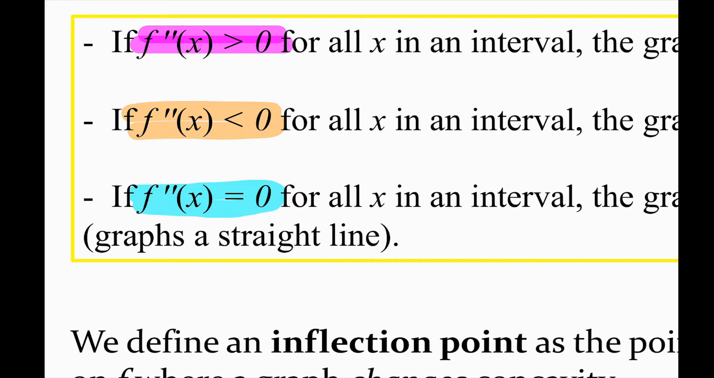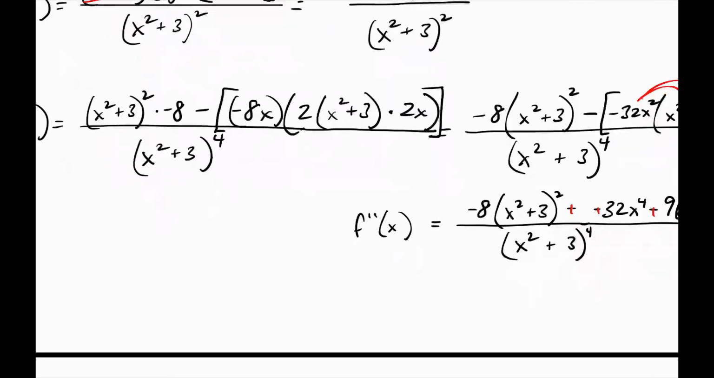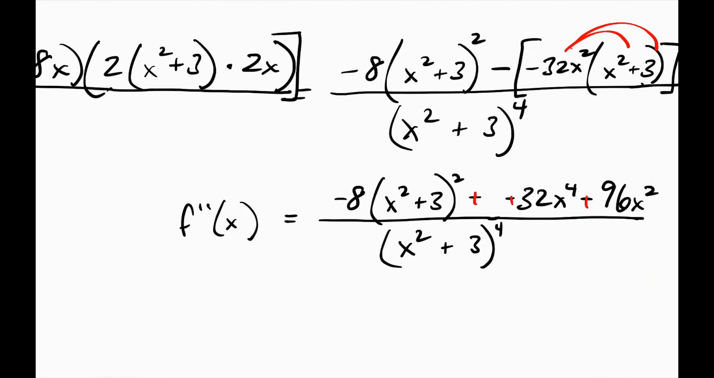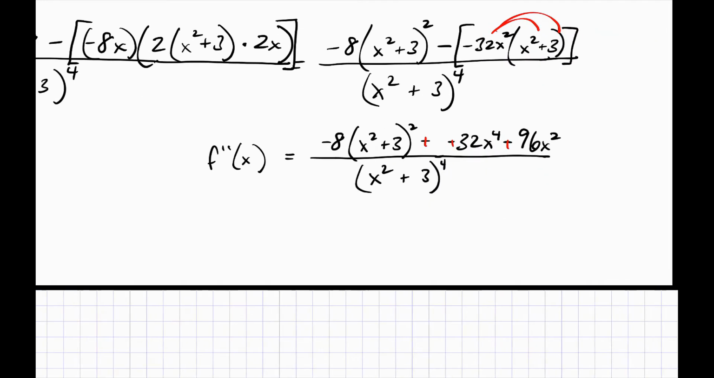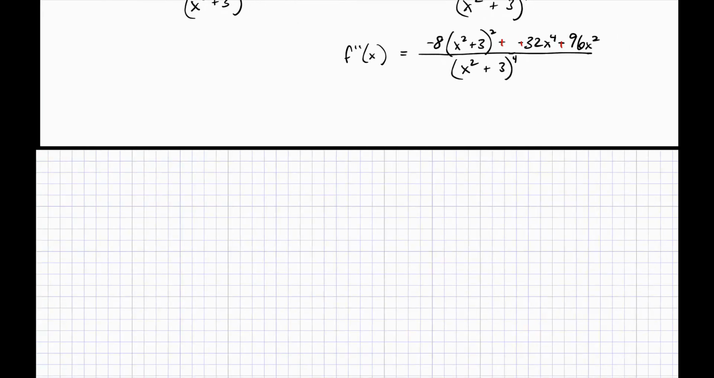Since it's a fraction, the top is going to be what makes it 0. So the first thing I'm going to do is set the top equal to 0. So I have -8 times x squared plus 3 squared plus 32x to the 4th plus 96x squared. That's the top.